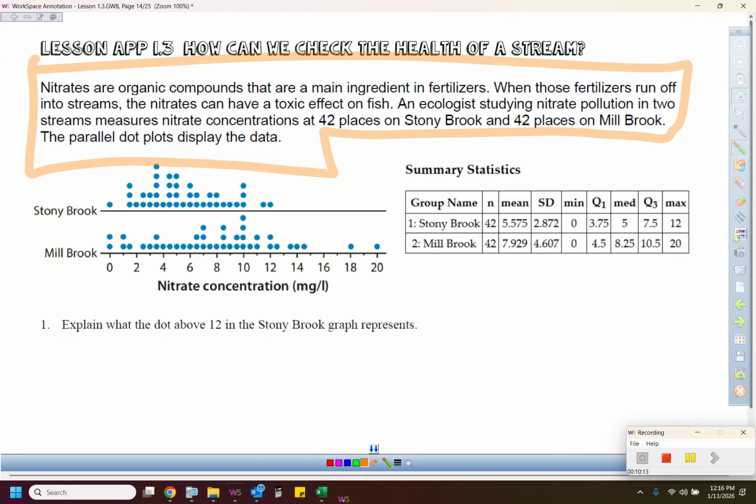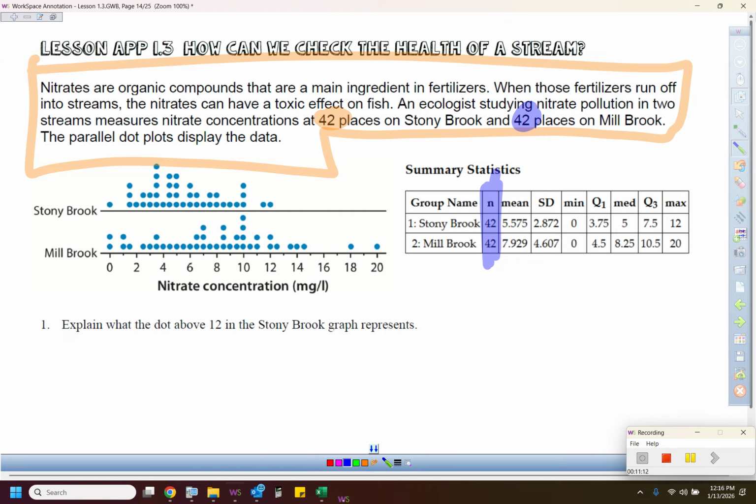They just went and measured how much nitrate pollution was in 2 different streams. One of them's called Stony Brook. The other one's called Millbrook. And they went to 42 different places in the streams, right? I went like here, then walked down a little bit, and went to another place, and walked down a little bit. They just went to 42 different spots in the stream in Stony Brook, 42 different places in Millbrook. Can you see that here of how many times they took some surveys? Like they did 42 different times each.